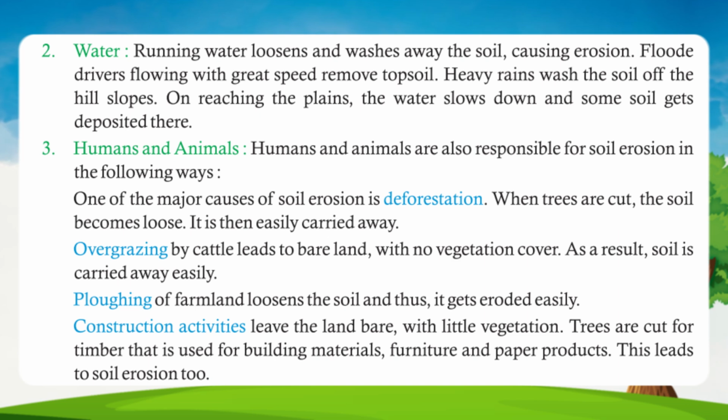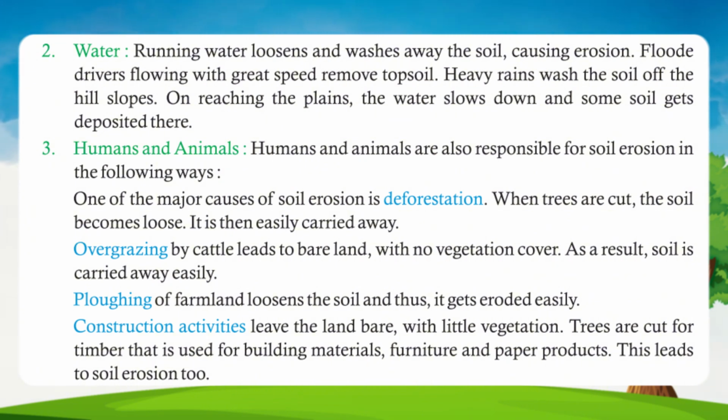3. Humans and animals. Humans and animals are also responsible for soil erosion in the following ways. One of the major causes of soil erosion is deforestation. When trees are cut, the soil becomes loose. It is then easily carried away. Overgrazing by cattle leads to bare land, with no vegetation cover. As a result, soil is carried away easily.